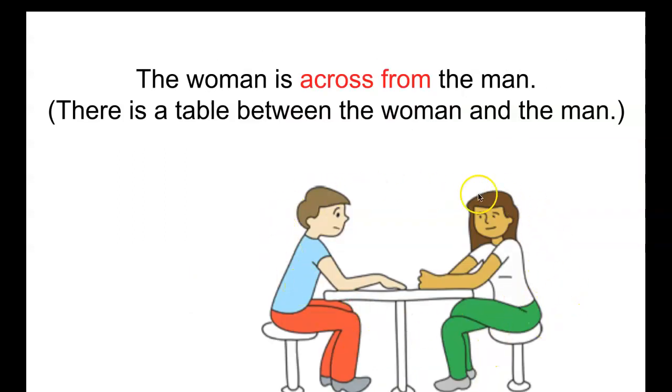Look at the picture. Now look at the sentence. The woman is across from the man. There is a table between the woman and the man.